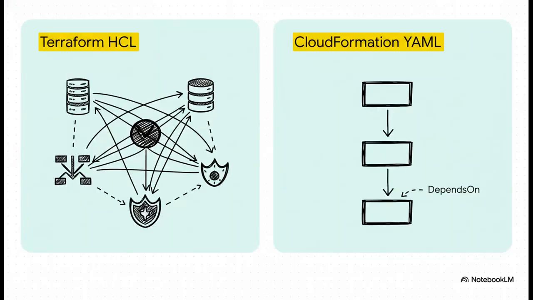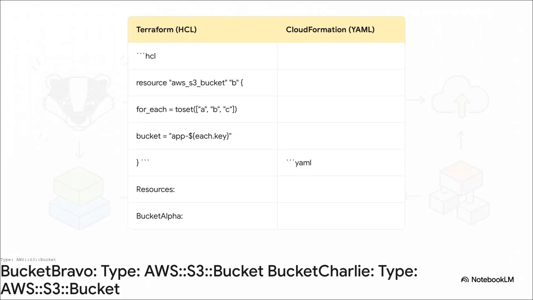This is such a cool distinction. Terraform's HCL is what we call graph-based. That's a fancy way of saying it automatically understands the relationships between all your resources. It builds a dependency graph. CloudFormation's YAML is more linear. You have to be much more explicit and often spell out those relationships yourself. And you can see it right here, clear as day.